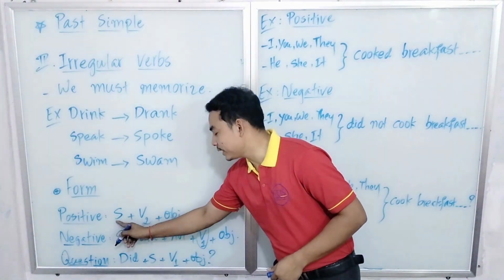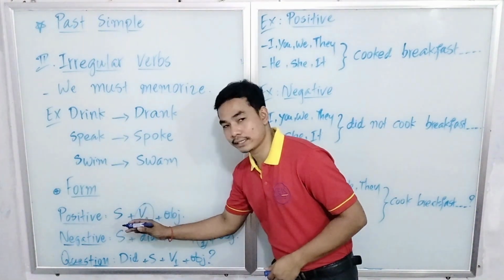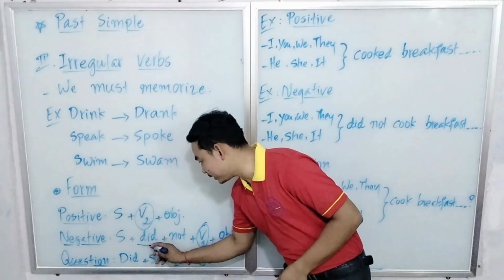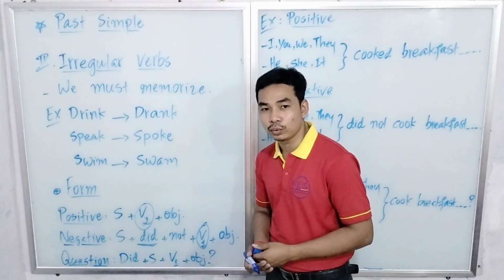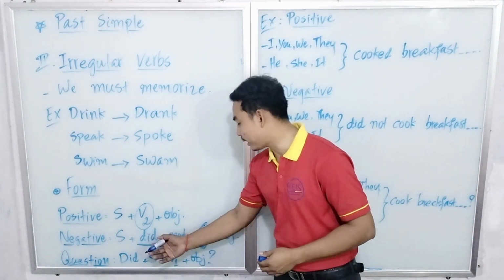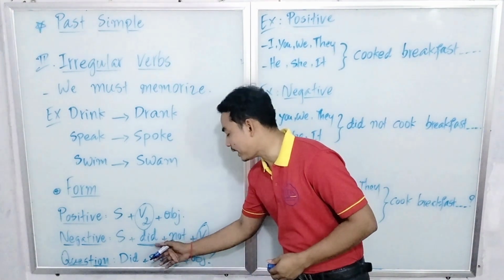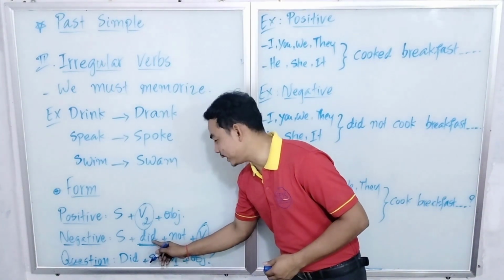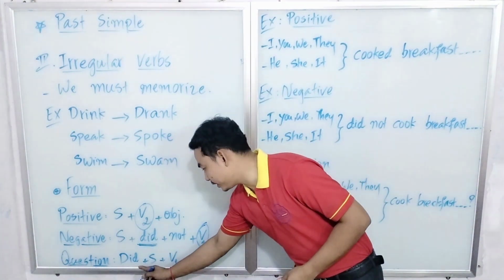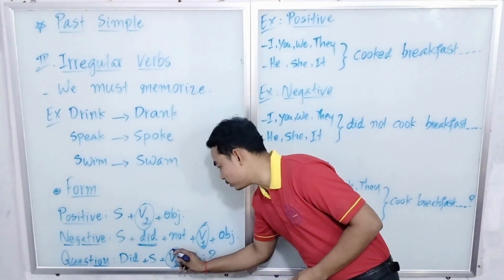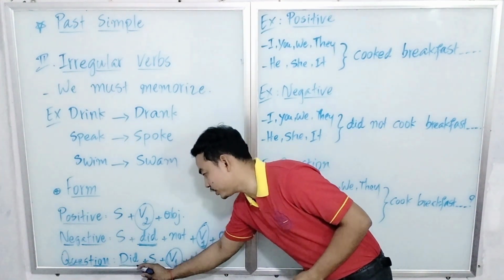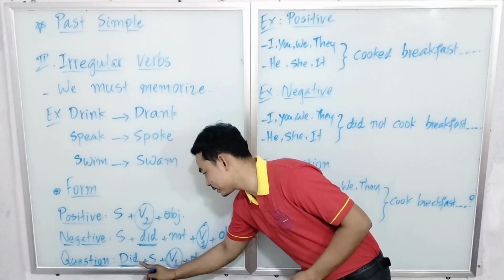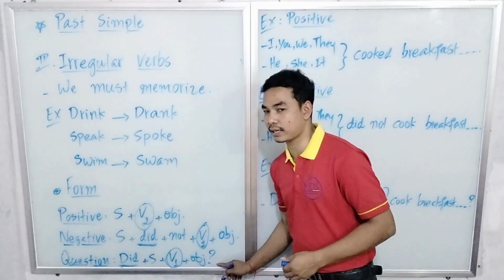If you talk about positive, it is verb 2, but negative, it is verb 1. So why? Because did is already verb 2. It is called an auxiliary verb, a helping verb. It is already changed to past. Do changes to did. And the question is the same. It is verb 1 and did. It already changed, do changed to did. So it is past: did, subject, verb 1, and object, question mark.